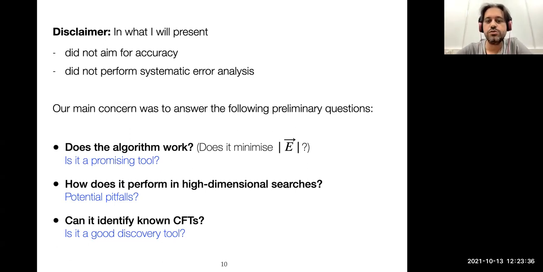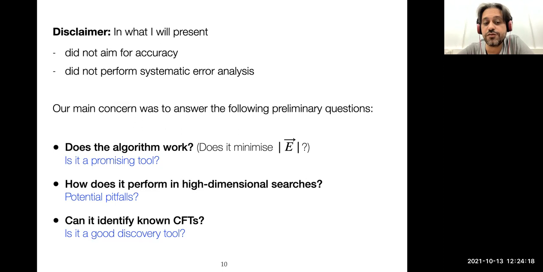Okay, so our main concern was to basically answer the following preliminary questions. Does the algorithm work? And that means for us, does it minimize this norm? Is it a promising tool? Can it work in cases where other non-numerical algorithms do not work as well? They take a long time, or they get trapped in local minima, etc. So that comes to the second question: how does it perform in high-dimensional searches? How many operators can we include? Also, if we look at different theories, is it easy in one theory, difficult in another? How does the algorithm behave in different cases?